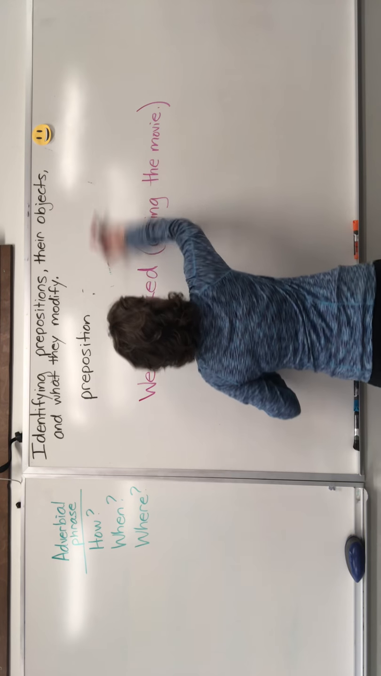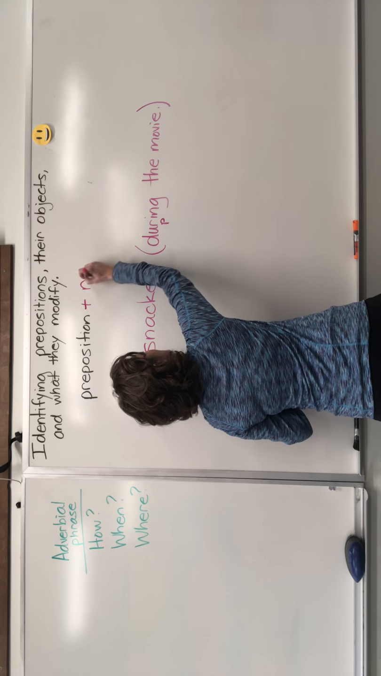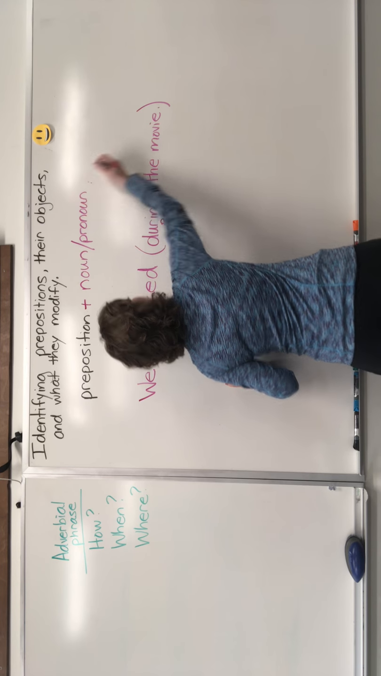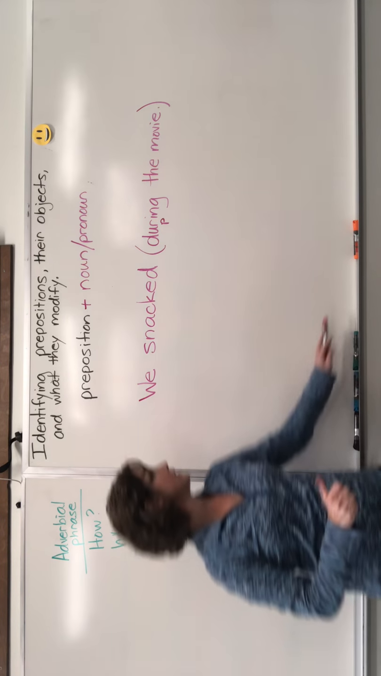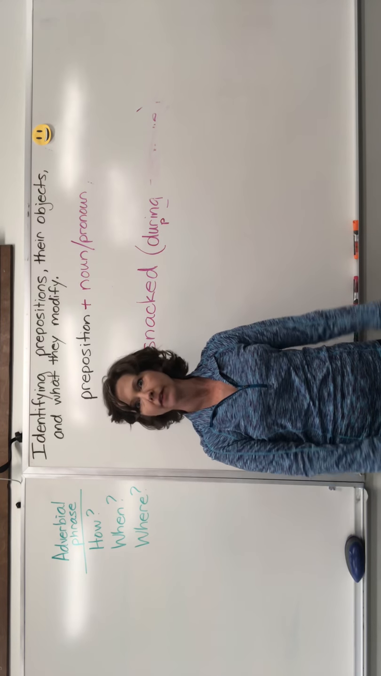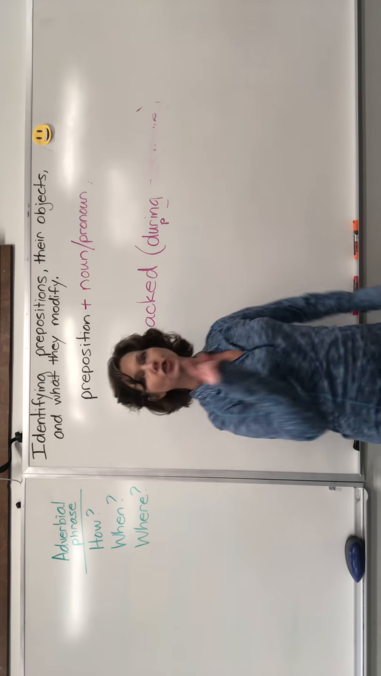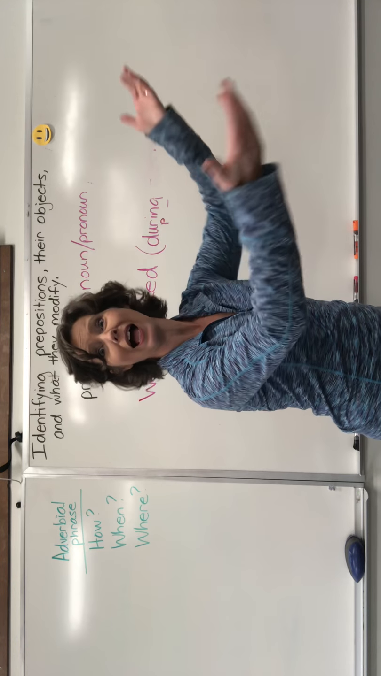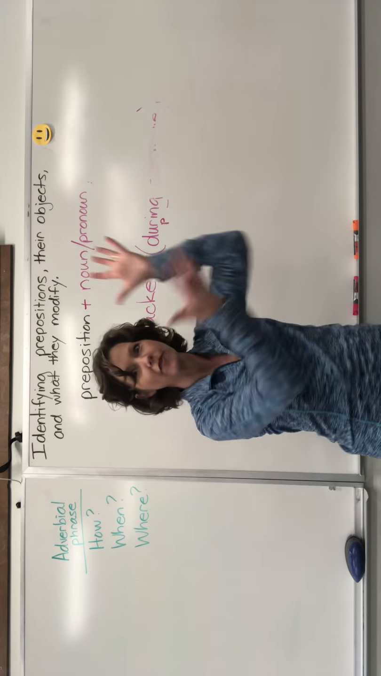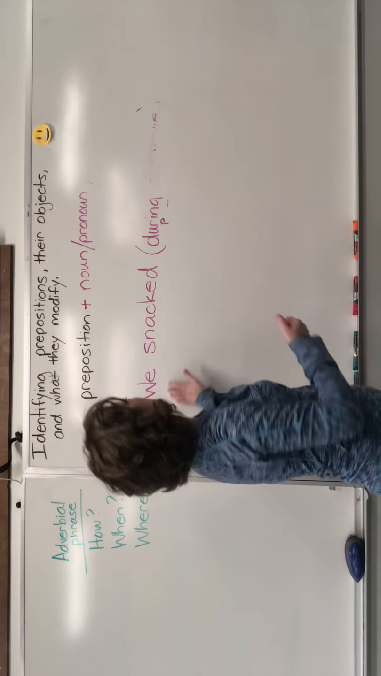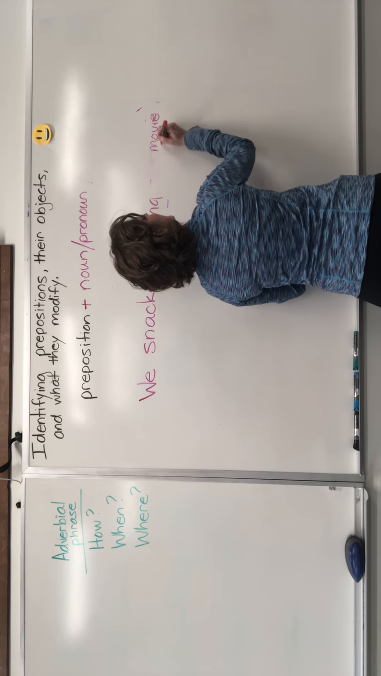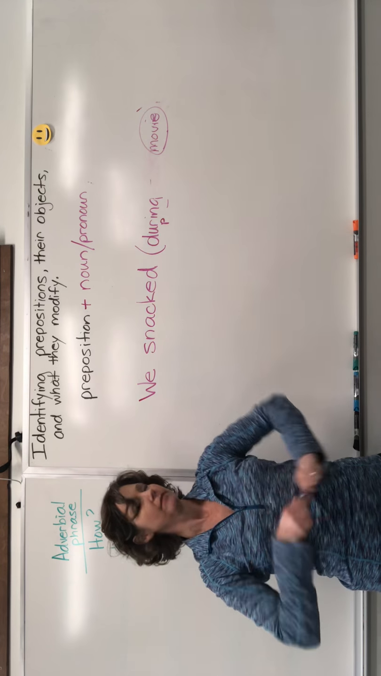It's always going to be a preposition plus a noun or a pronoun. Always. You are never going to say, we snacked during. It doesn't make any sense. I traveled to. You have to finish the falling apple. You're holding on to something with that preposition. You have to hold on to a noun at the end of it. So we snacked during what? During the movie. You're going to always see a noun at the end of your preposition.